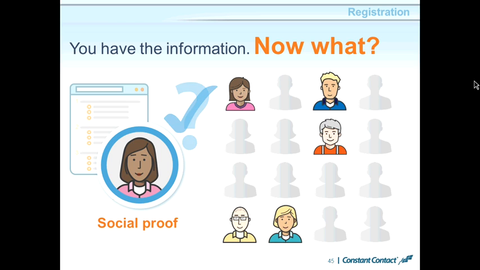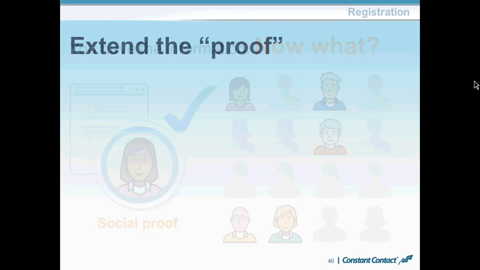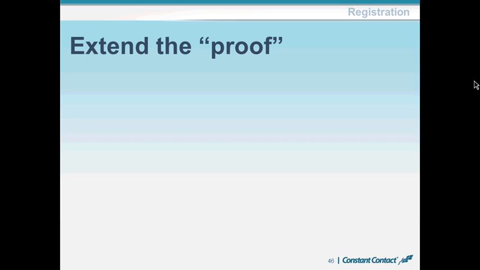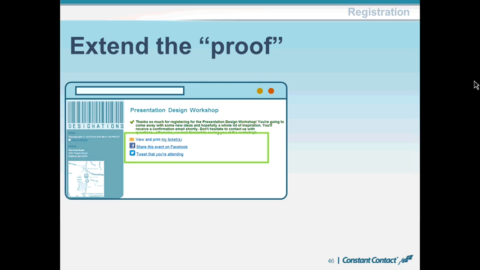And if she sees enough of that social proof, she'll be more inclined to think that this is an event worth attending, and she'll complete the registration. And she'll be more likely to show up. You can also extend how this social proof can work for you. Give your registrants an option, maybe to share their registration and a link to the event through their social networks.